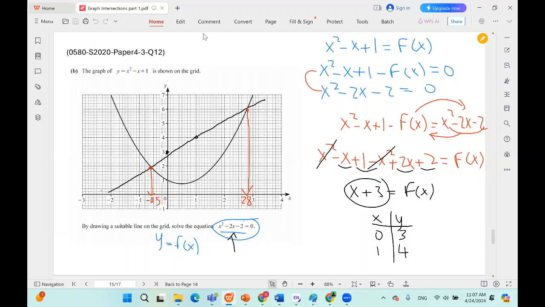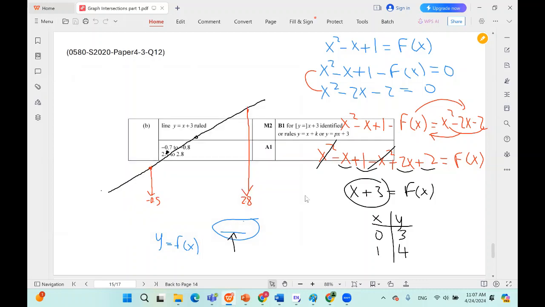Let's see what the marking scheme says. So negative 0.7 to negative 0.8 and 2.7 to 2.8. So at least we got one of them right, which is this one. However, my second point was a little bit to the right, should have been maybe shifted a bit to the left.